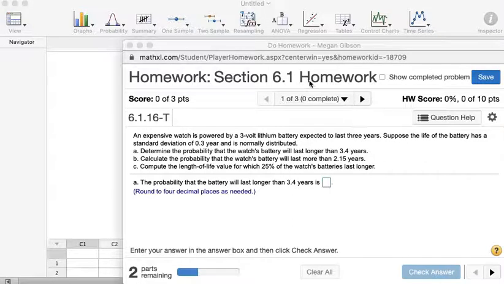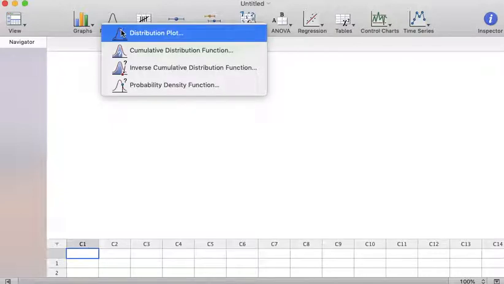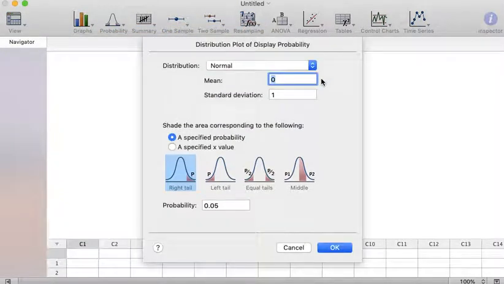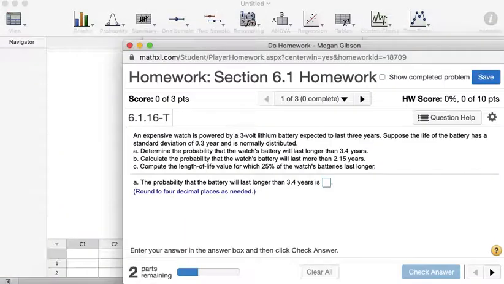So we're going to go to Minitab and go to Probability, Distribution Plot, and Display Probability. I'm going to enter my mean and standard deviation. This is already set to normal, so I can leave that as it is. Looking at the problem, it says that the battery is expected to last 3 years. That's an expected value, or in other words, the mean, and the standard deviation is 0.3 year.